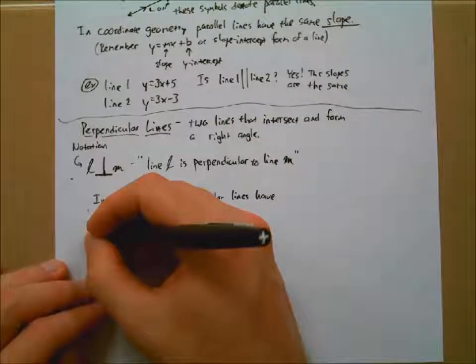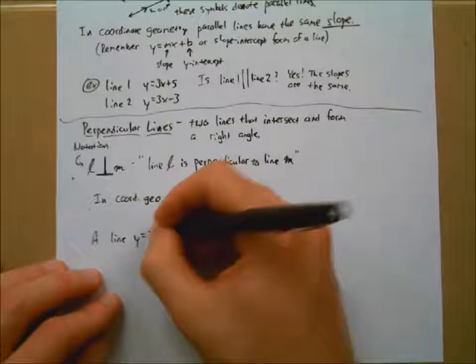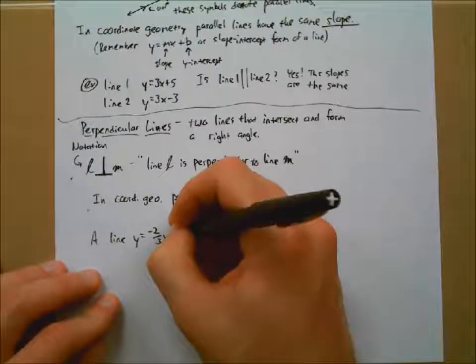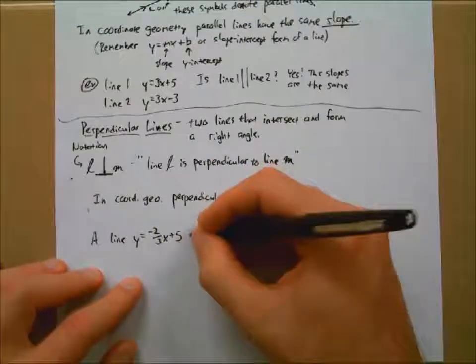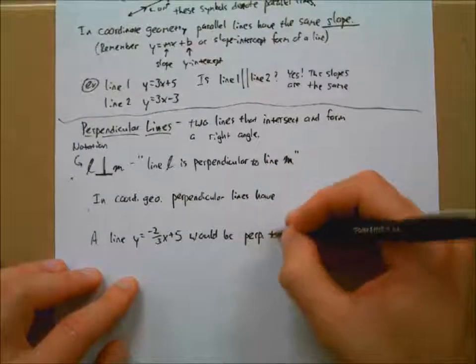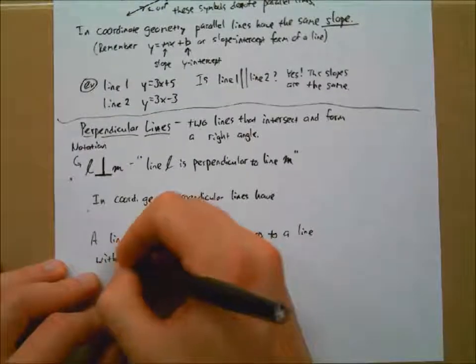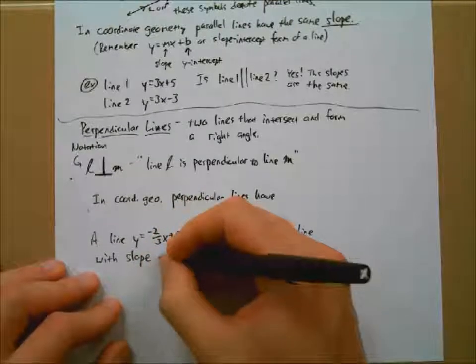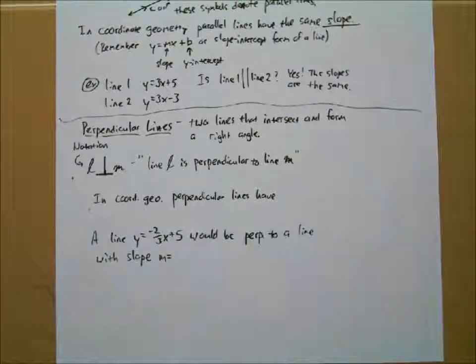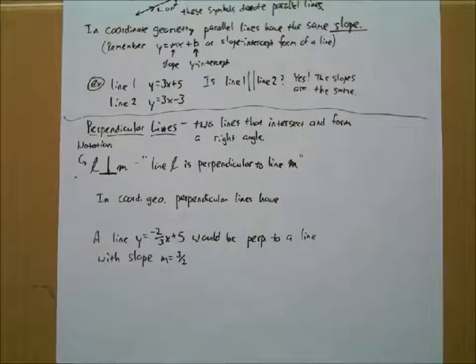So let me just say, a line y equals negative 2 over 3x plus 5 would be perpendicular to a line with slope m equals, and then what would you say there, Avery? So if this line has this equation, what would this perpendicular slope be? Negative 3 halves. Close. Positive. Oh, positive. But 3 halves too, yes. So it's not just flipping it, but it's also the opposite.